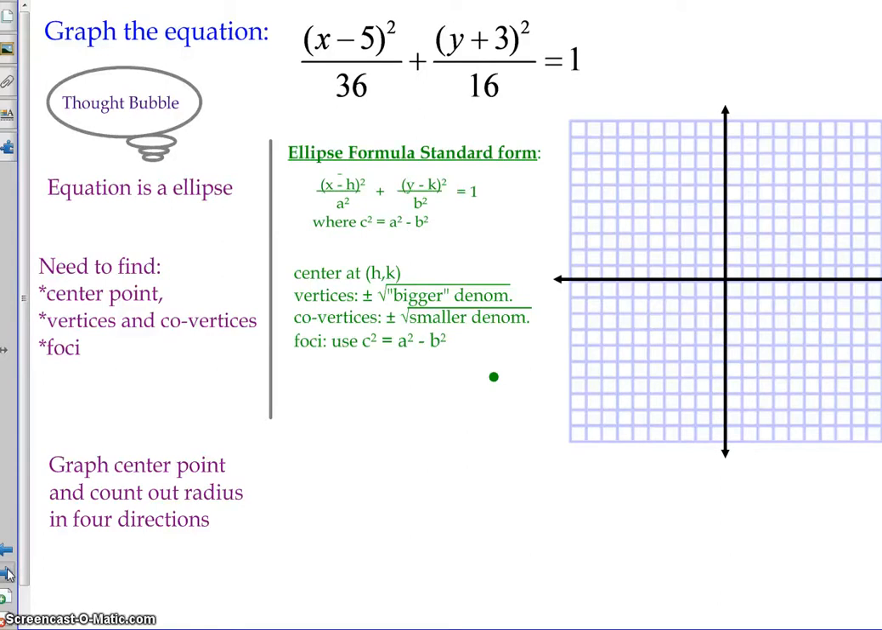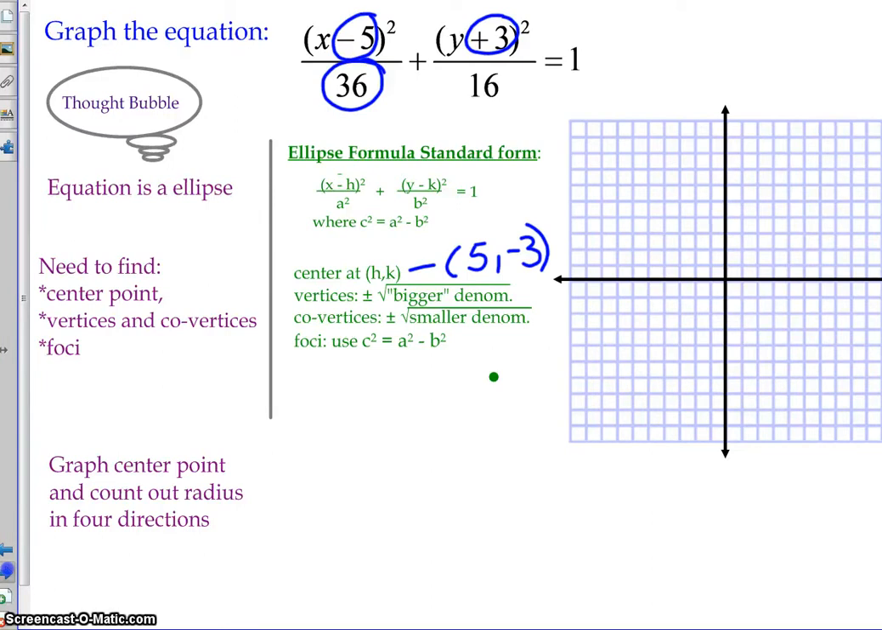So we have an example here. It's already in standard form for us. So my thought bubble says, okay, I need to find a center point. My center point is at the h, k, so it's the opposite of the 5 and the positive 3. So my center point here would be at positive 5, negative 3. Okay? My vertices would be plus and minus from your center point.